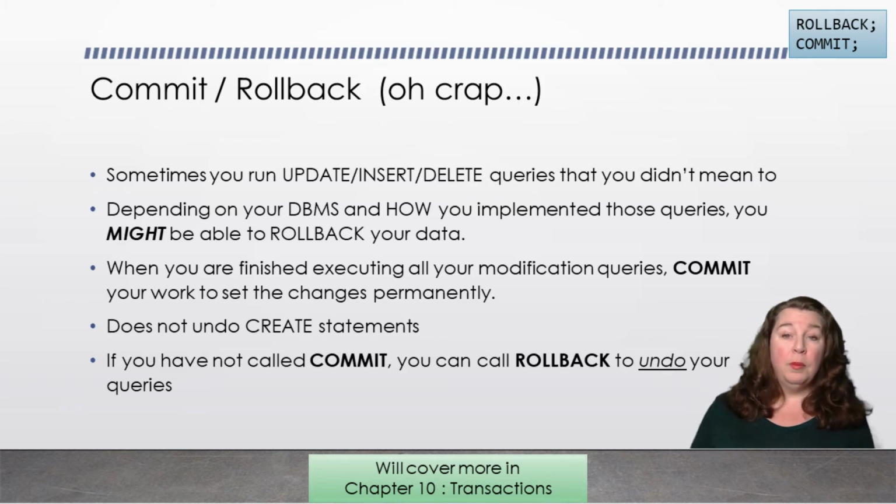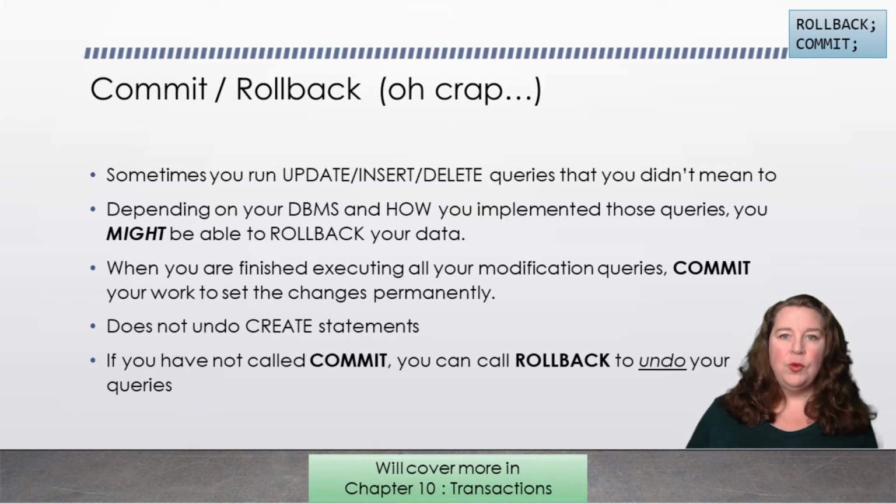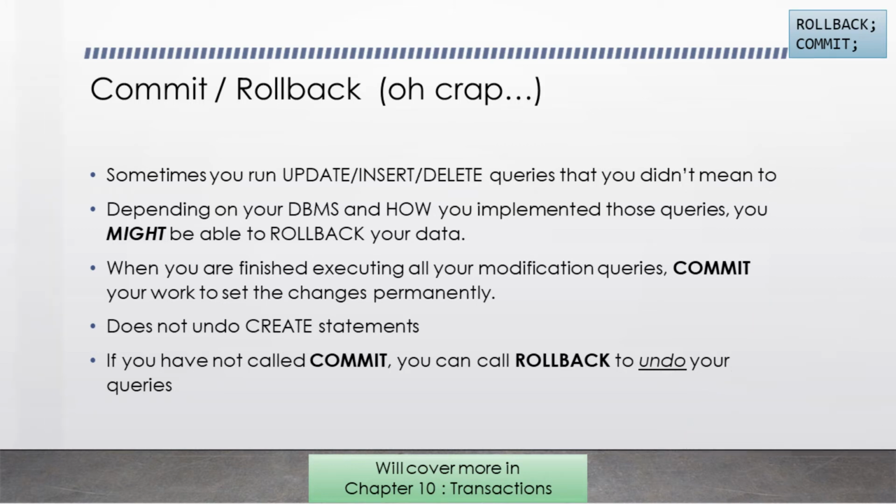We will cover more about commits and rollbacks in Chapter 10, because Chapter 10 will work with transactions, which again gets into transactional manipulation of your data, being able to run things in a transaction so that you can roll back those. But the concept of commit and rollback is simply that, yes, we want this all in the database permanently, and oh wait, we made a mistake, let's undo whatever we just did.